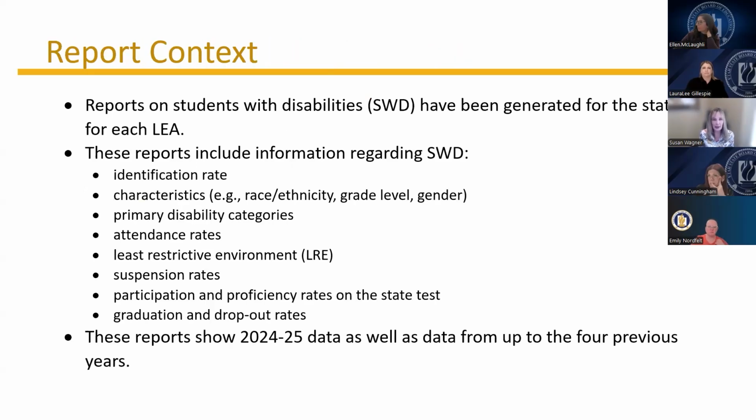So the report context. Reports on students with disabilities have been generated for the state and for each LEA. And these reports include information regarding students with disabilities, their identification rate, their characteristics, their primary disabilities, attendance rates, LRE, suspension, participation, proficiency, graduation, and dropout rates. As I told you, we have lots of data to go through today. And these reports show 24-25 data, as well as data from up to the 4 previous years.